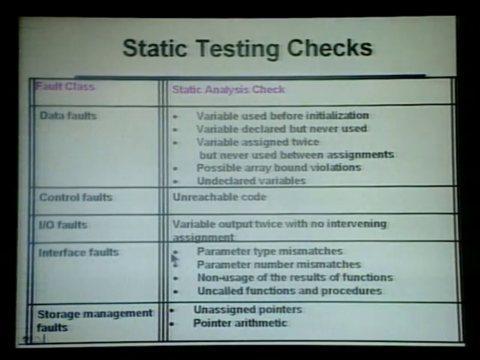For example, we can check for parameter type mismatches from the calling program to the called program. We can also check for parameter number mismatches. For example, if a function requires 3 parameters, you can check that you are passing the right number of parameters and the right type of parameters. You can also check for non-usage of the result of functions, where you make a call to a function, but the result returned by that function is not used. And you can also check for uncalled functions and procedures which have been developed but not used.